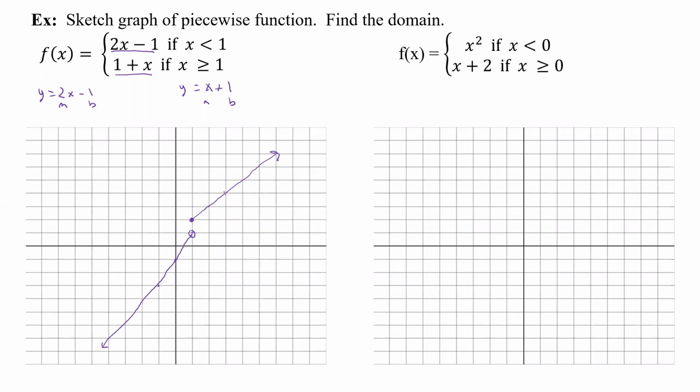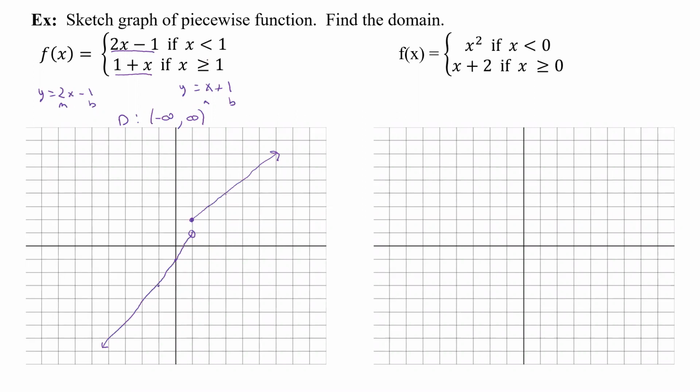Okay. All right. Now what about the next one? Oh, we need the domain. Well, the domain is going to go from negative infinity. And now think about this. It's not included here, but it's included here. And so the whole domain is actually just going to be from negative infinity to positive infinity because that value is actually included at that point.